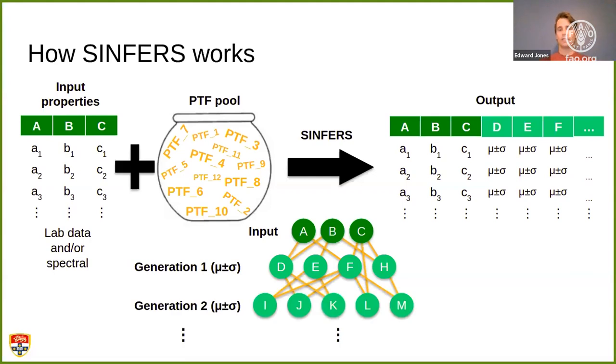And here we can start to see we're forming a SINFERS network, which is a network of properties connected by PTFs. And when we start to make predictions on predictions on predictions, you'll start to understand why it's important to quantify the uncertainty of the prediction and propagate this correctly through the network. So we keep iterating through generations like this until there are no more PTFs that can be executed and our output is returned. You could also overlay additional analyses on top of this output as part of an expert system to make further inferences on the data, but that's the subject for another talk.